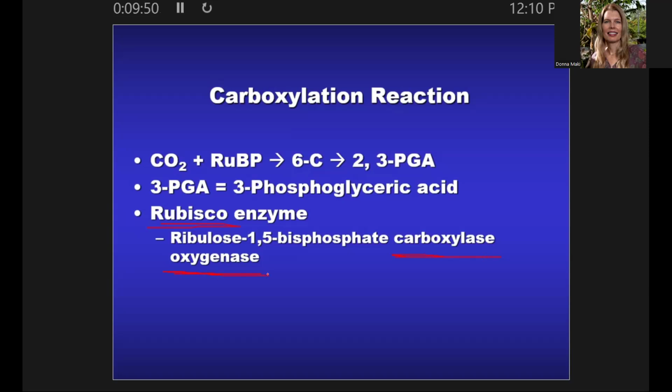So what this is implying is that this is a dual function enzyme. It does 2 different things depending on the state of the cell and what's going on. It can be a carboxylase type enzyme, or it can be an oxygenase type enzyme. Carboxylase means if it's doing that function, it's taking in CO2 into its active site. However, if it's running its oxygenase function, then it takes in oxygen into its active site. And for the Calvin cycle, that's not what you want. You want CO2 coming in to the active site of the enzyme.